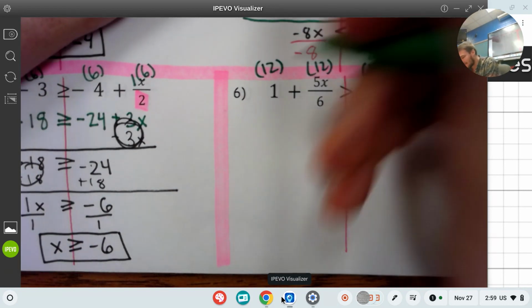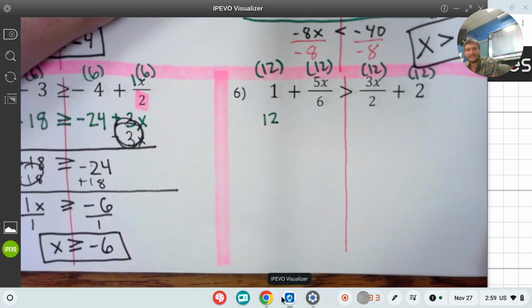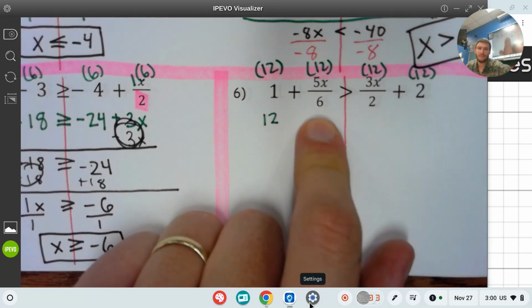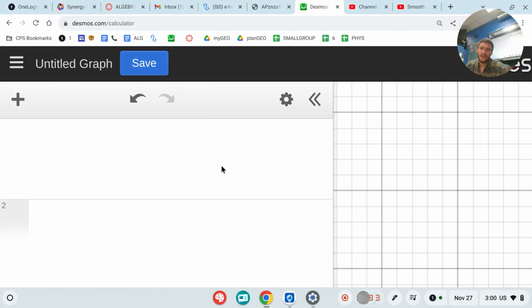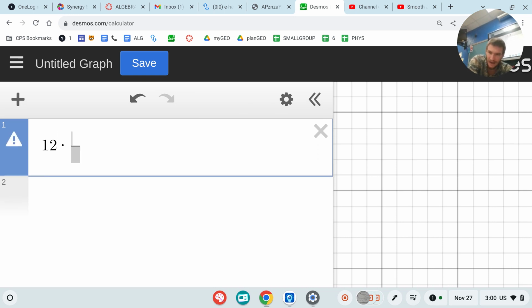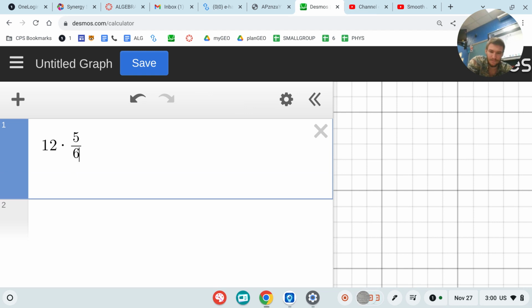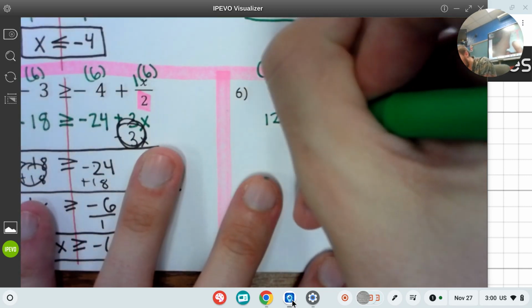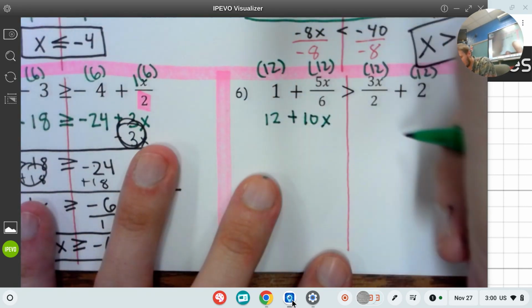1 times 12, that's easy, it's 12. Here's where we're going to have to use Desmos. You type in 12 times divide. And that gives you 12 times a fraction. What number goes on top and bottom? Desmos tells you 10. It will always be a nice number. It will never tell you a fraction when you do that process.